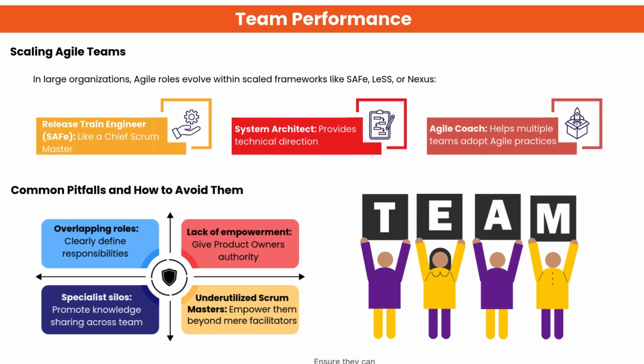This slide explains how Agile teams scale in large organizations using frameworks like SAFe, LeSS, and Nexus. Roles like release train engineer, system architect, and Agile coach support coordination and technical direction at scale. It also highlights common pitfalls such as role overlap, lack of empowerment, specialist silos, and underutilized Scrum Masters, and shows how to fix them by clarifying roles, empowering teams, and promoting cross-learning. Strong alignment and team empowerment are key to successful scaling.